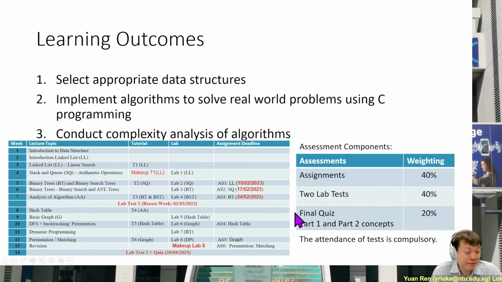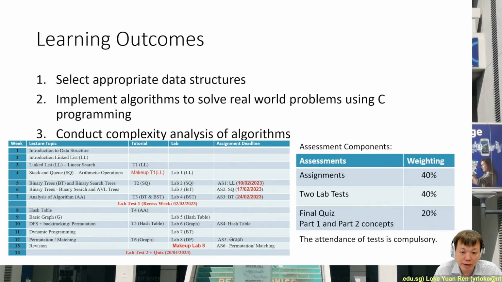A lot of people keep asking: the lab is not graded, but if you choose not to attend the lab, you have to bear in mind the consequences, that you won't be able to do well in the lab test. That is your choice. Under school policies we will still take down the attendance, but it's not graded. Whether you want to attend or not, the choice is in your hands.